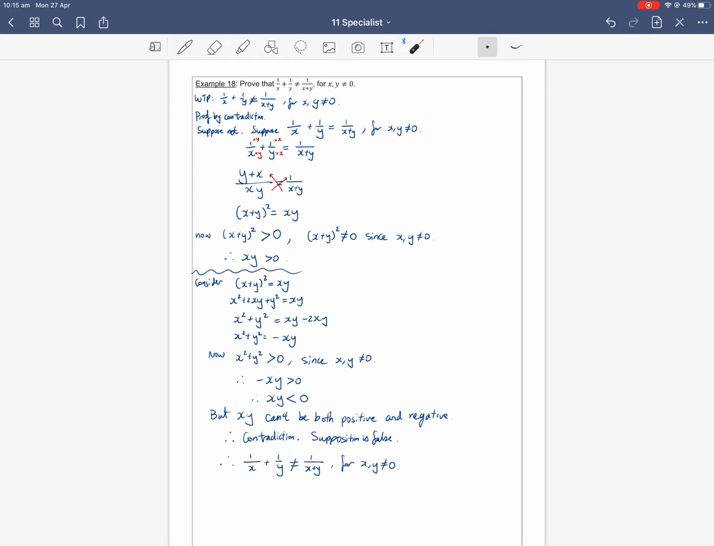So proof by contradiction is really following these kinds of patterns and using some of your number logic and number patterns to arrive at a contradiction, which means our supposition is false.